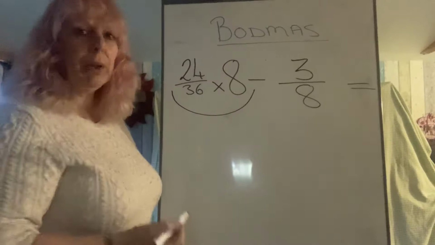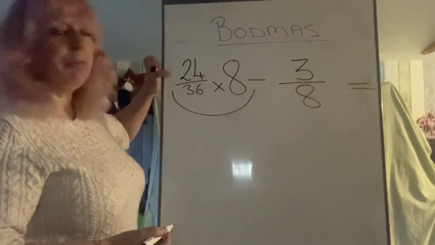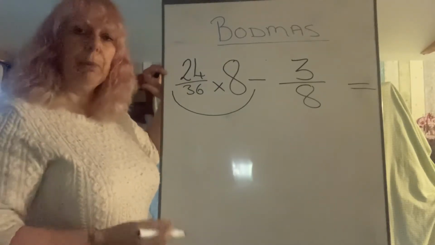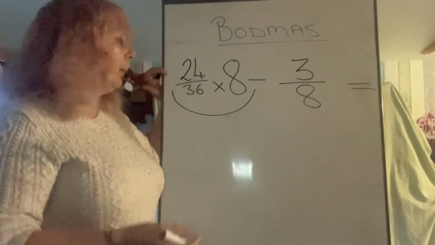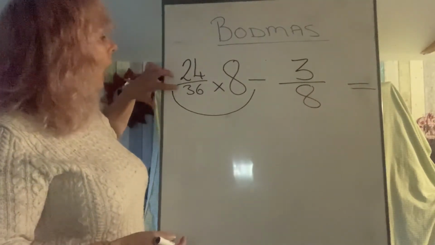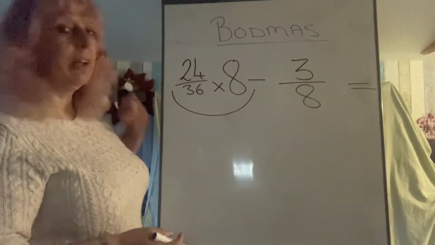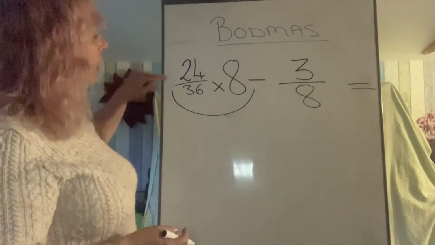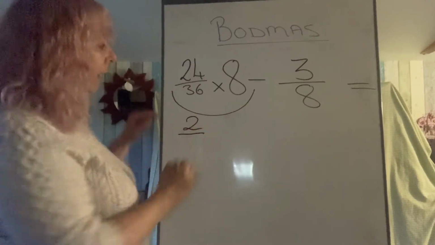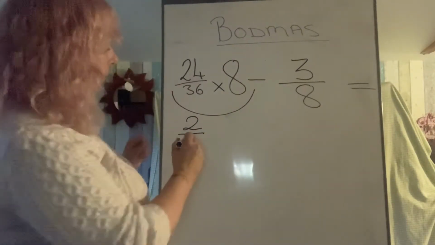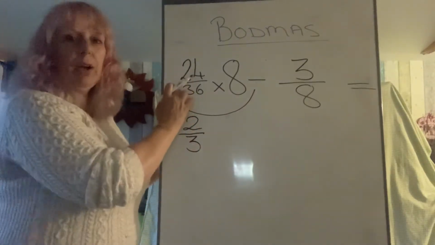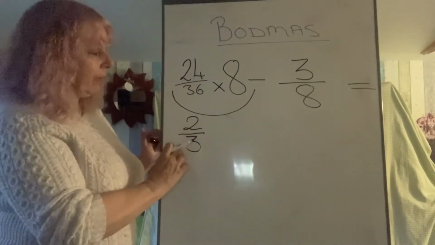So the first thing I would like to do with this is actually simplify this fraction here. And to do that, I need to find a common factor. So a factor is a number that will fit into both of these exactly. And the highest common factor for these is number 12. So we divide 24 by 12 and we get 2. And then we divide 36 by 12 and we get 3. So actually 24 over 36 is the same as 2/3.